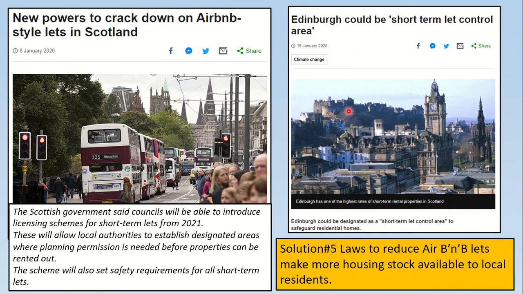Solution 5 is a nice straightforward one. Basically, the Scottish Government in conjunction with councils has empowered councils to have to put rules in place controlling the number of short-term lets and the rules surrounding short-term lets, making it more difficult for people to just rent out their property for 6 weeks to a tourist for 5 times the normal price and then denying the local Scottish people the availability of that flat for themselves. That's a really good case study right there, how we've tackled that.